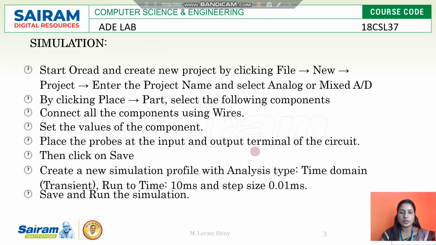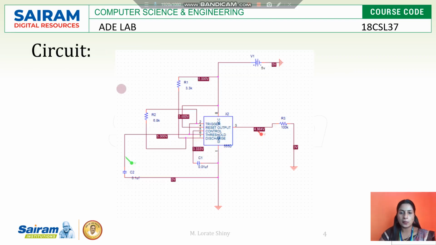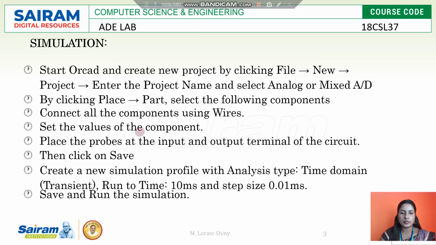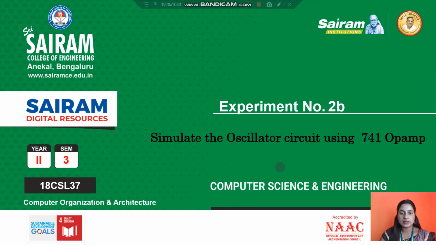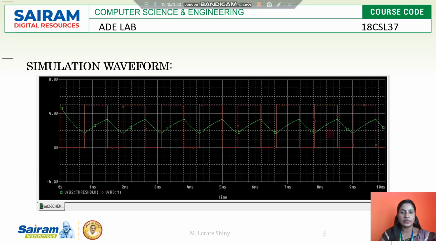This is the circuit. This is 555D IC. 3 resistors, 2 capacitors, 1 VDC, then 3 ground connections. Here we have given the values 6.8K, 3.3K, 100K, 0.01 microfarad, 0.1 microfarad, 5 volt. After giving everything, all this procedure needs to be followed. If we simulate, we will get this waveform.